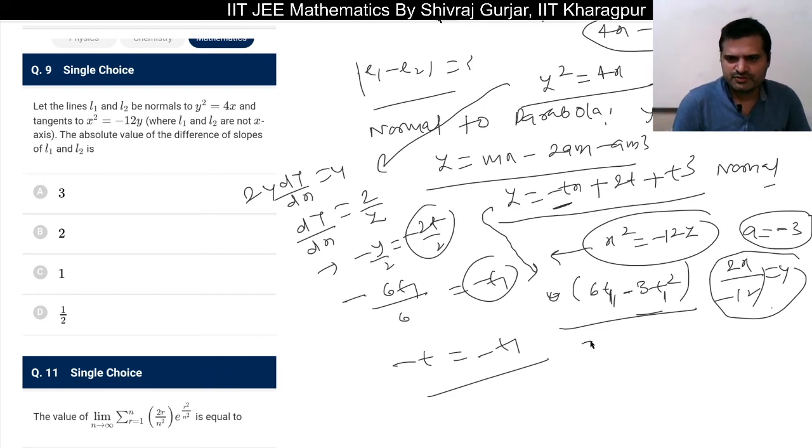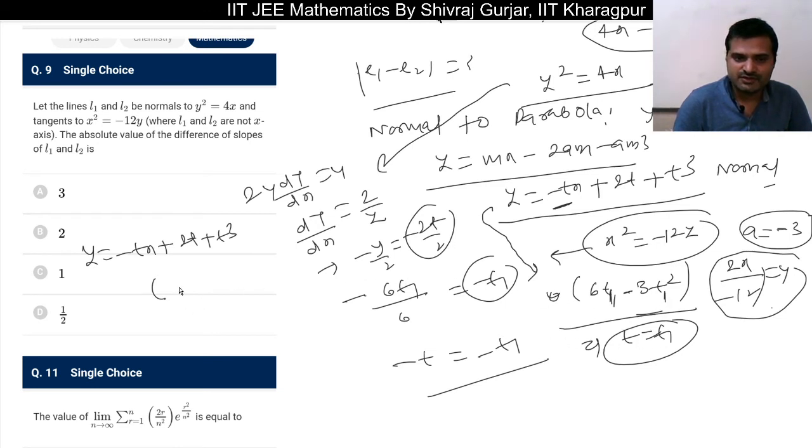So minus t equals to t1, that gives t equals to t1. Plus this normal y equals to minus tx plus 2t plus t cube, it will pass through the point 6t1 minus 3t1 square, but t and t1 are equal, so it will pass through 6t comma minus 3t square. So let's put this: minus 3t square equals to minus 6t square plus 2t plus t cube.